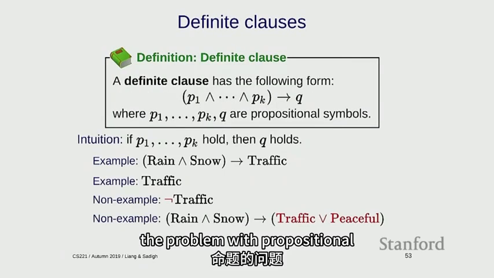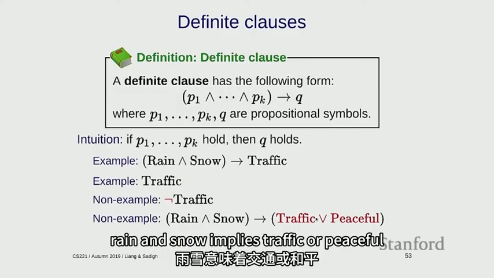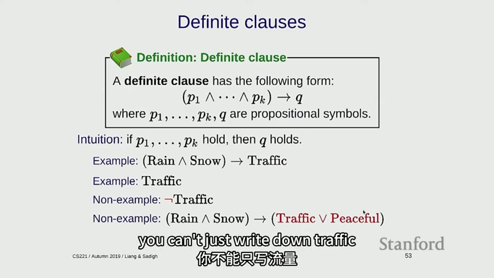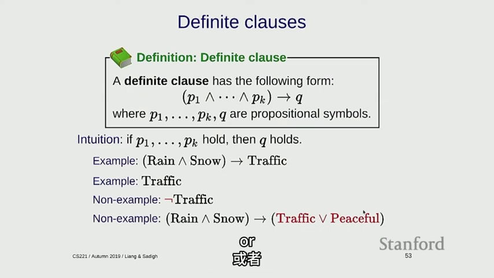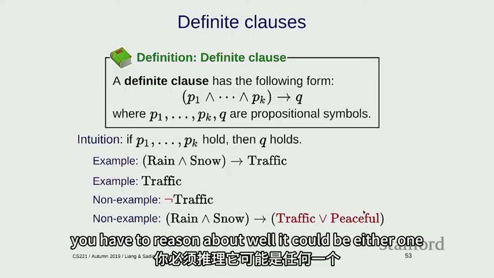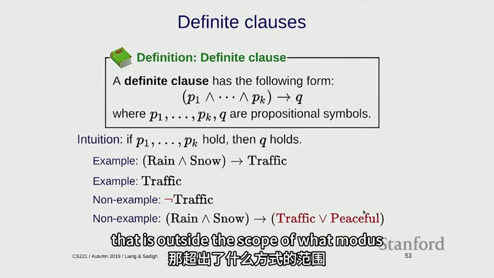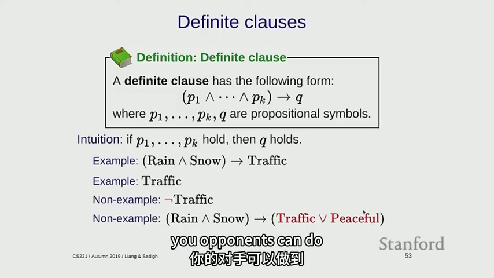The problem with more general clauses is if you look at this, rain and snow implies traffic or peaceful. You can't just write down traffic or peaceful or both of them. You have to reason about, well, it could be either one, and that is outside the scope of what modus ponens can do.